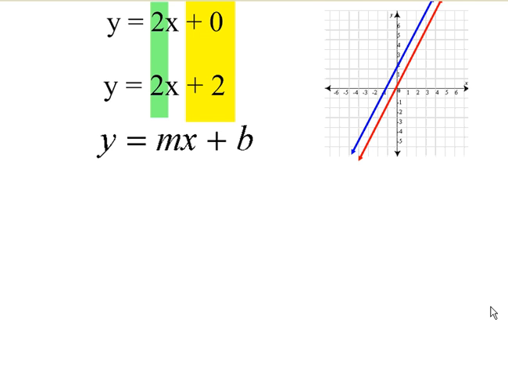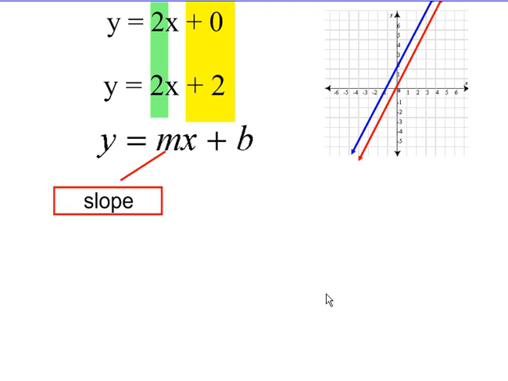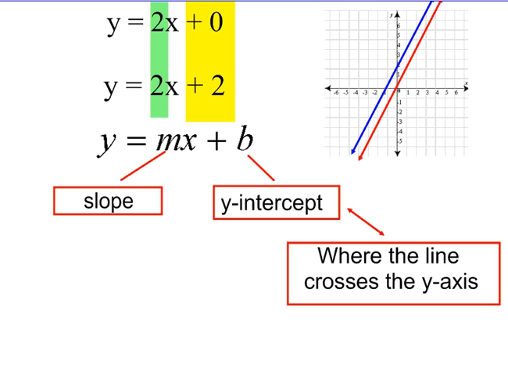Okay, and what we can do is identify certain parts of it. We know the x and the y represent the ordered pairs that we find on the line. We know that m represents the slope, and we also know that the b is representative of the y-intercept, and that is where the line crosses the y-axis. Now, we can take information, and we're going to look at writing a rule based on information first, and then we're going to go the other direction.